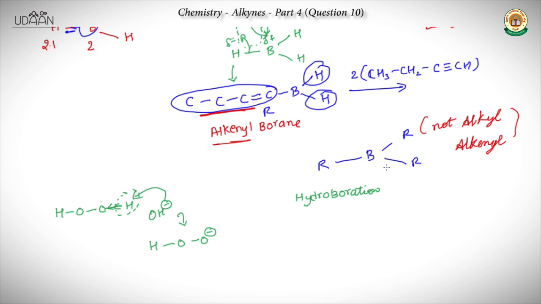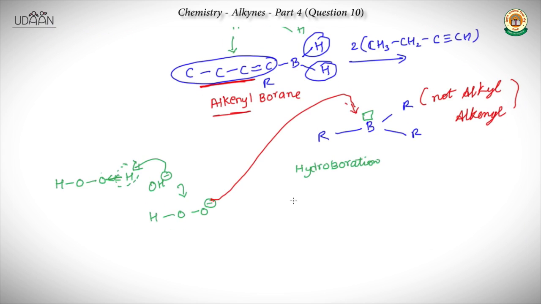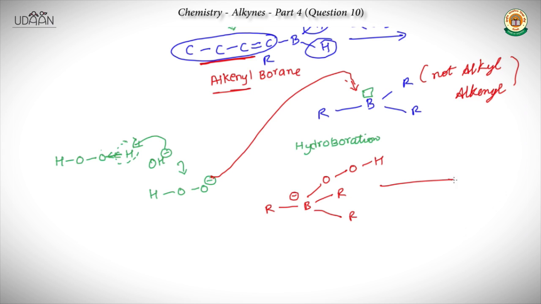Now, if you look into this trialkenyl borane, here boron has a vacant orbital, as we have discussed before, and this oxygen is capable of donating its electrons to this boron. So you are going to get R B R R O O H and a negative charge here. And from this, one more crucial step is going to occur. This OH group departs and this attacks here.